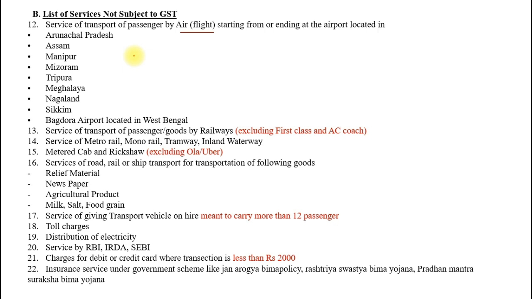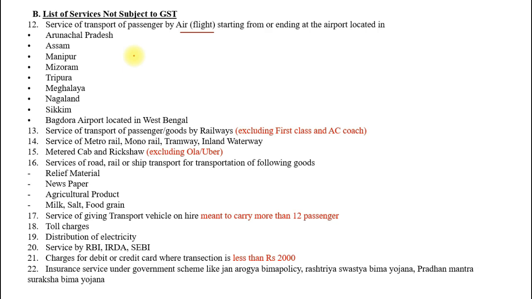Services of road, rail or ship transport for transportation of the following goods: relief material, newspaper, agricultural produce, milk, salt, food grain. If you are transporting any of these materials, you don't have to pay GST. Service of giving transport vehicle on hire meant to carry more than 12 passengers. If it is more than 12 passengers and you are giving transportation for service, it doesn't come under the purview of GST. Next, toll charges. Because toll itself is a tax, you cannot have another tax over another tax. Distribution of electricity, services by RBI, IRDA, SEBI, charges for debit card, credit card where transactions are less than 2,000, no GST. Above that, yes.